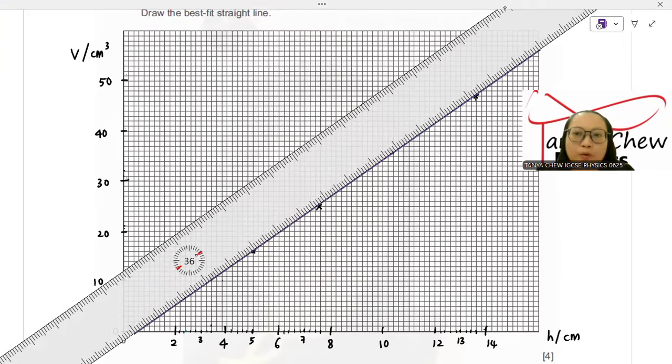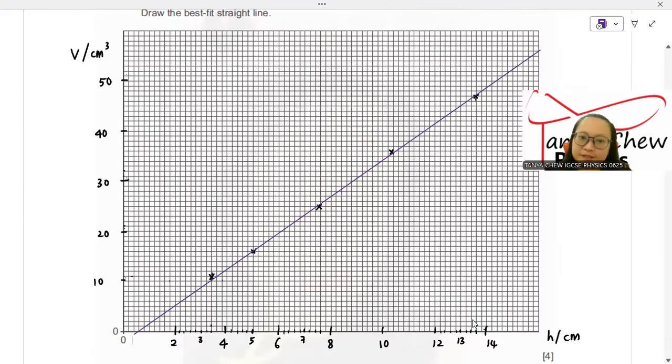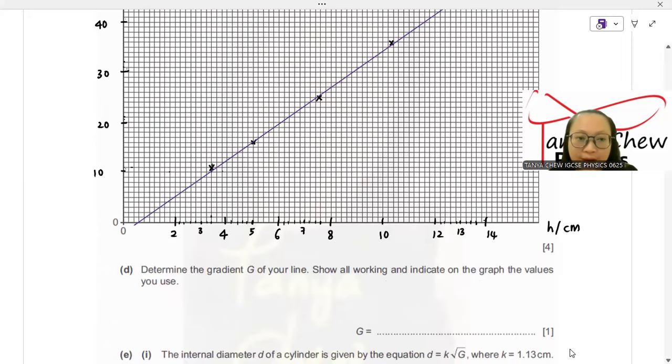I'm going to extrapolate it and then keep the ruler first. Okay, this is my best fit line. Could you see that most of the points are not exactly on the straight line, but all the points are very close to the straight line. All right, so I'm done with that.